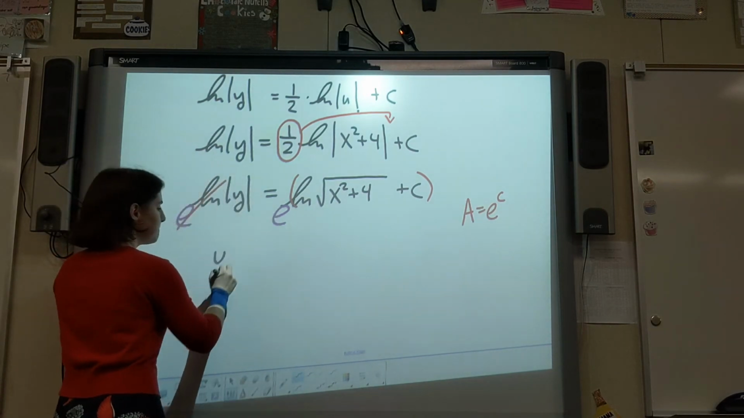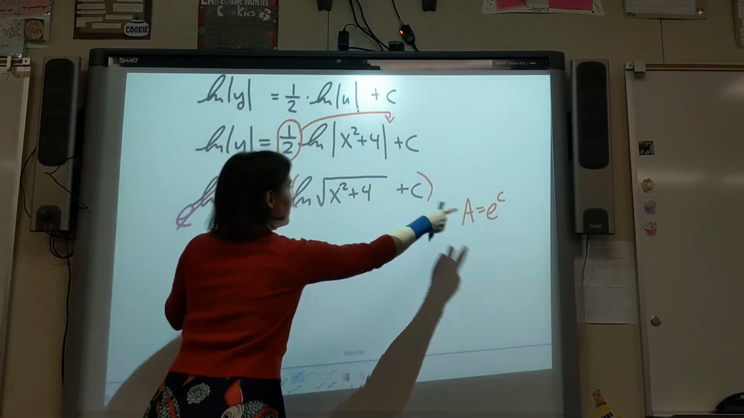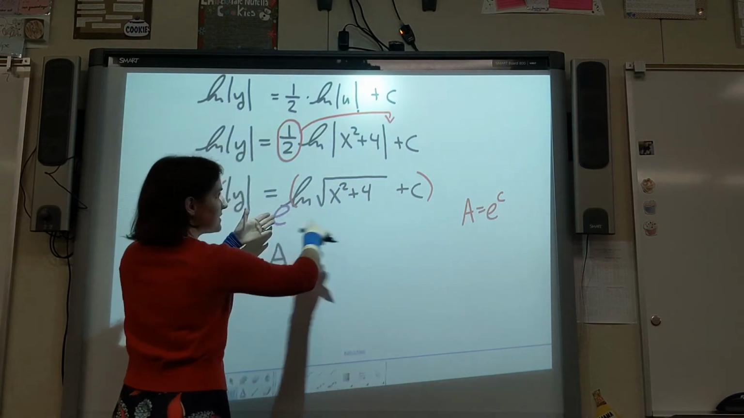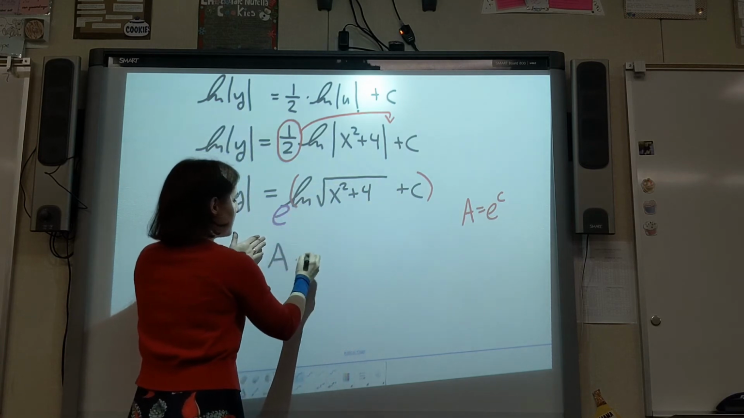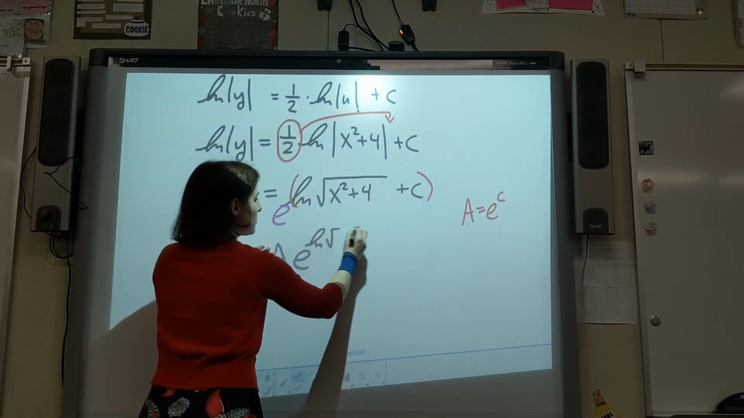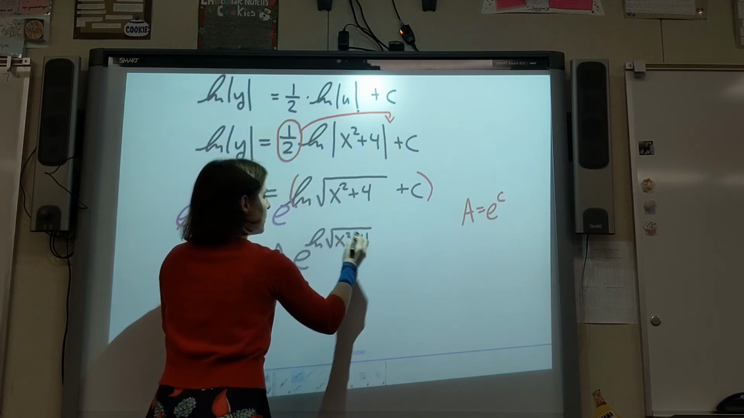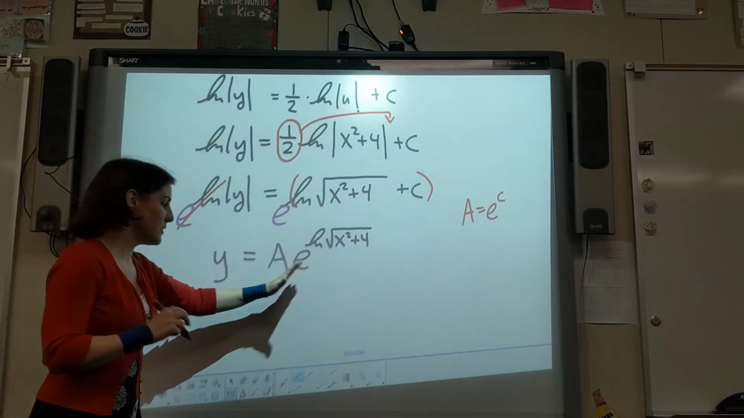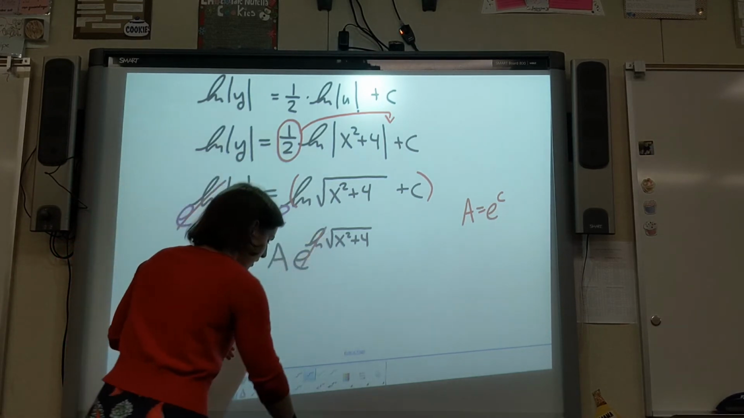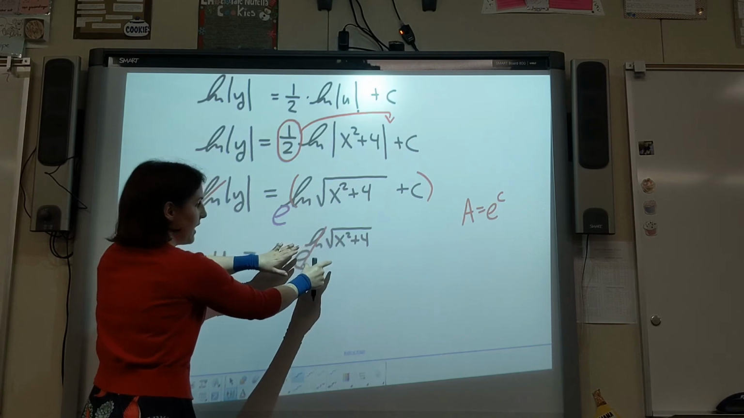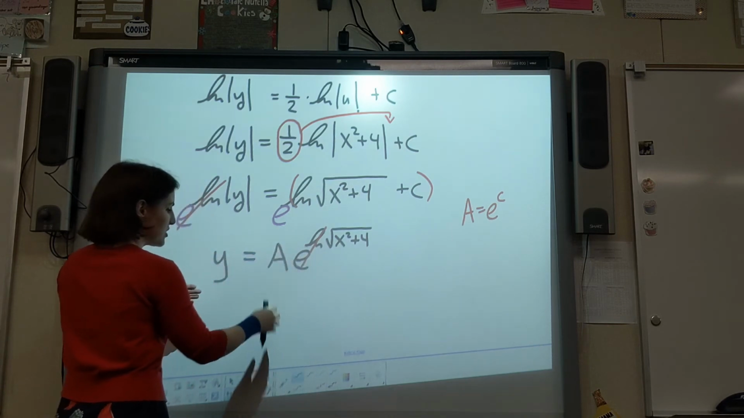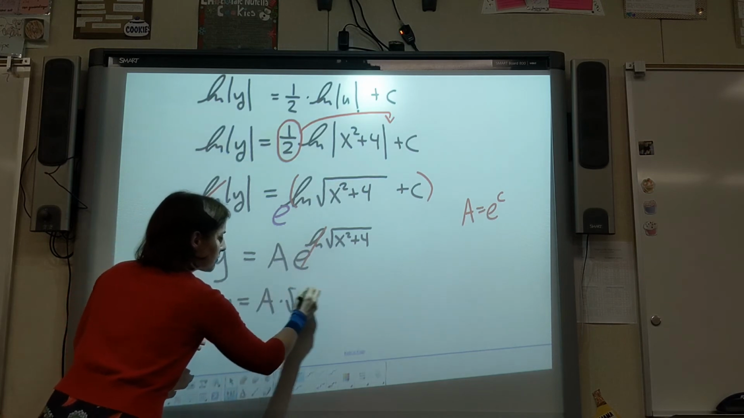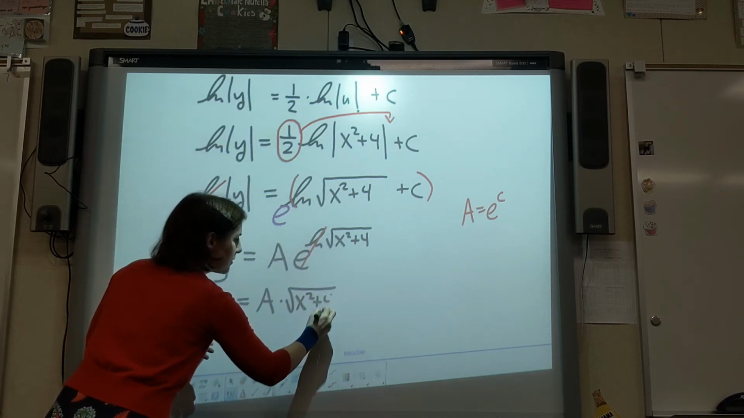Okay, y is, we've got an a, and that's our e to the c, that part. I'm just putting it out front. And then we have this e to the ln root x squared plus 4. Now, e to the ln, those undo each other as well, that inverse operation happening. So we've got y is a times root x squared plus 4.